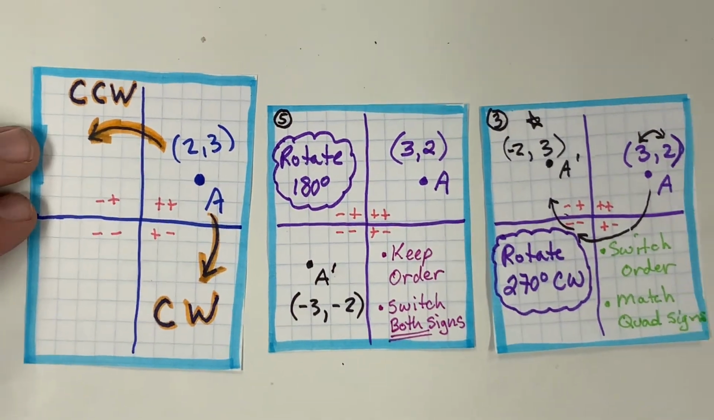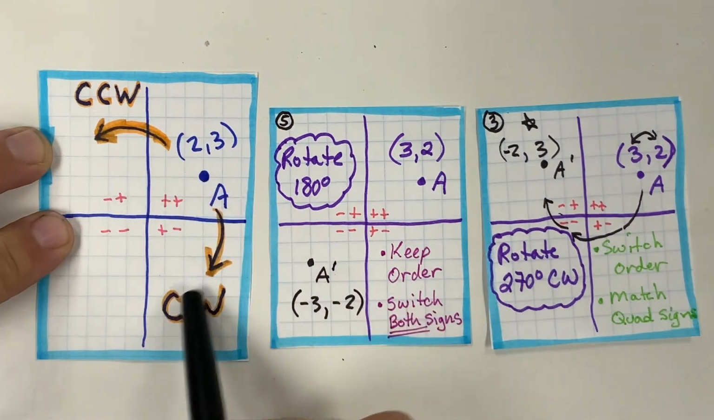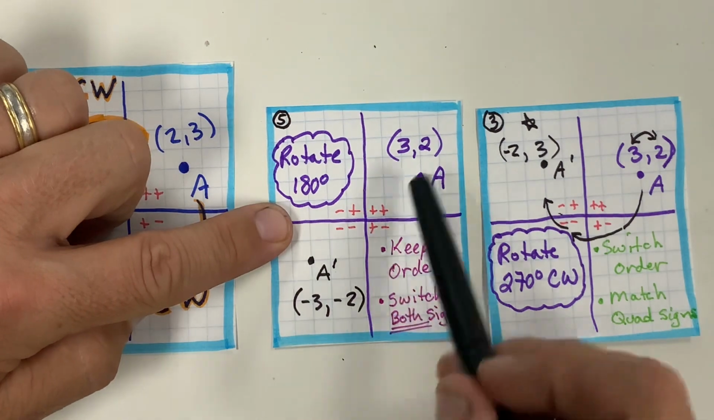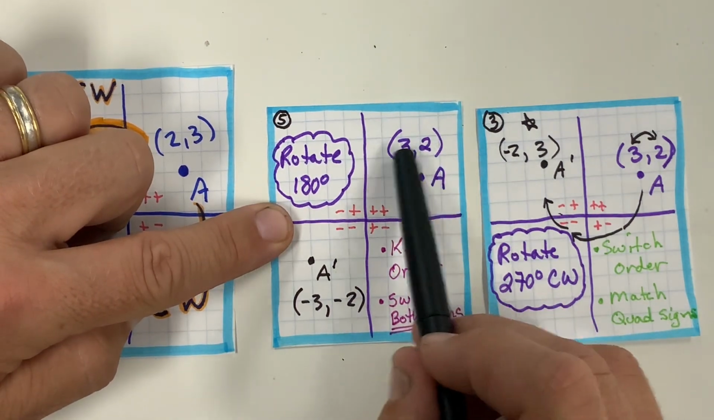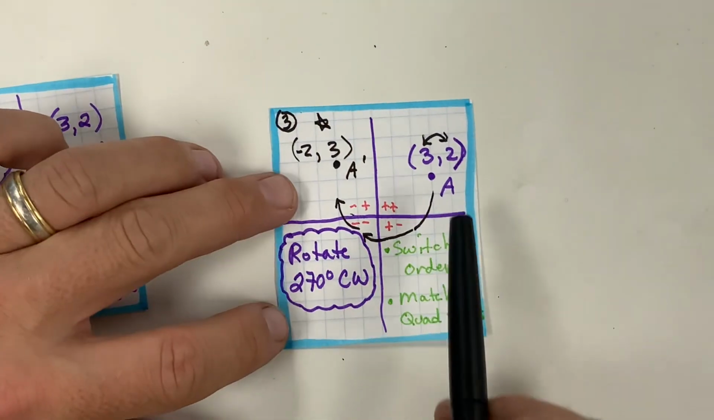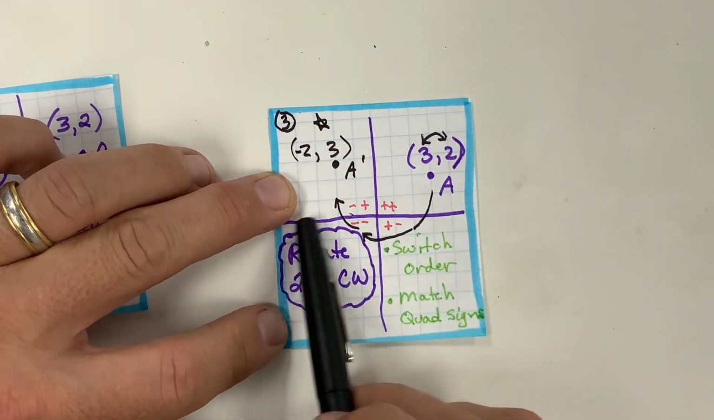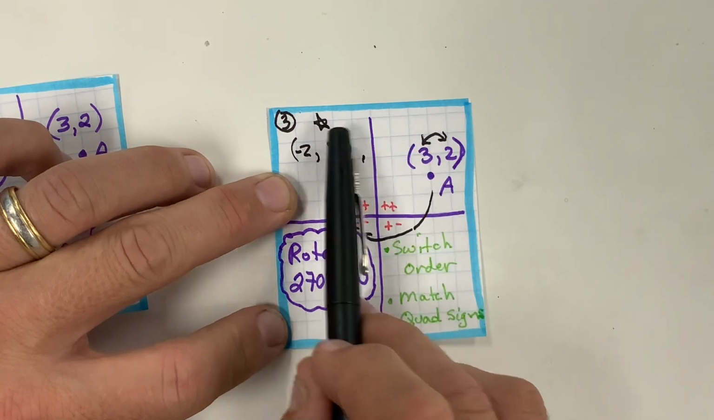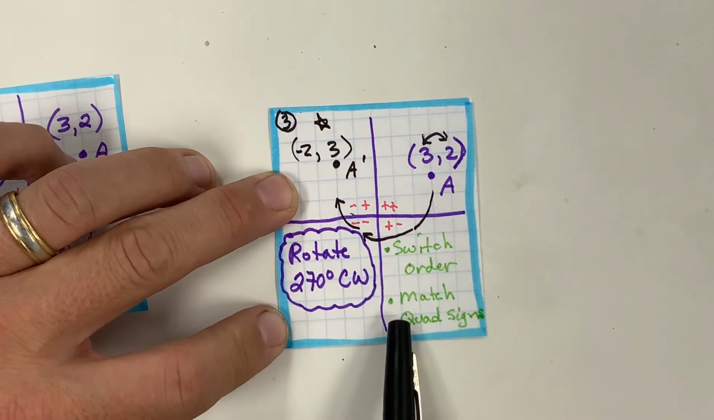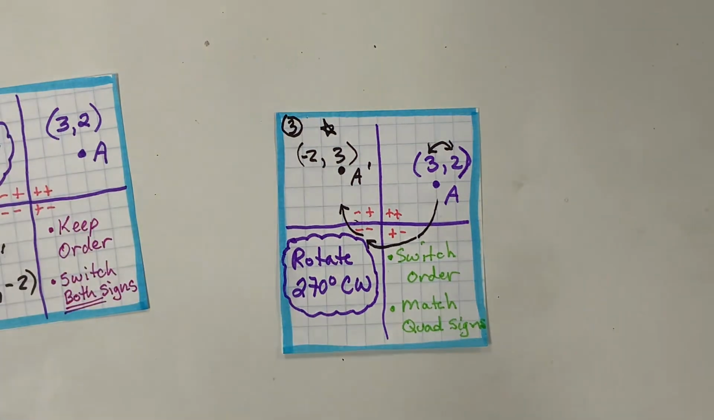Clockwise goes up and around to the left. Clockwise goes down and around. If you're rotating 180, you're going to then just keep the same numbers, but change the signs. If you have a type of 270 or 90-degree rotation that ends up 1 quadrant away from where you start, whether it's here or here where it ends up, you're going to switch the order of the numbers and match the quadrant signs. That's it. Hopefully this video helps.